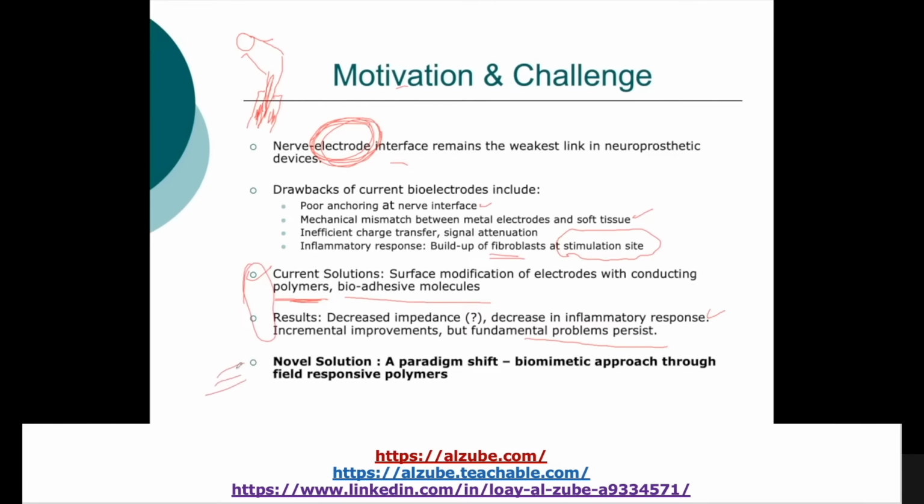Now, a novel solution, we have a paradigm shift. We are trying to do a biomimetics approach through field responsive polymers. That is where everybody now is spending a lot of money and time and effort in biomedical engineering, to create polymers that mimic the function of a neuron. I hope that this slide, it has a lot of information, but I wanted to explain them slowly for all of us in order to understand what people are doing in biomedical engineering that might be novel and changing for people with spinal cord injuries.